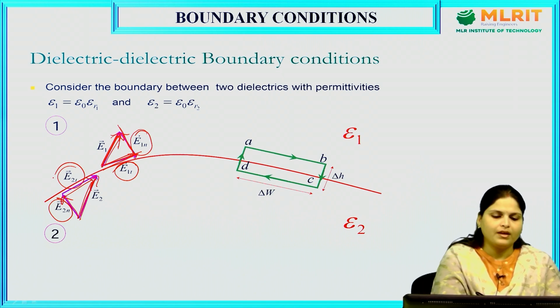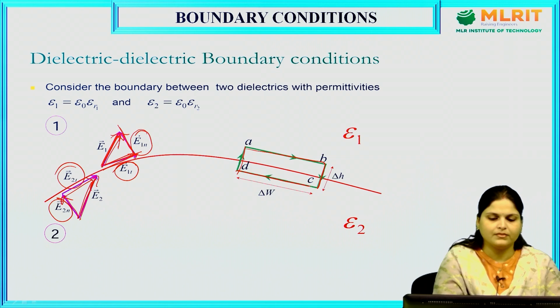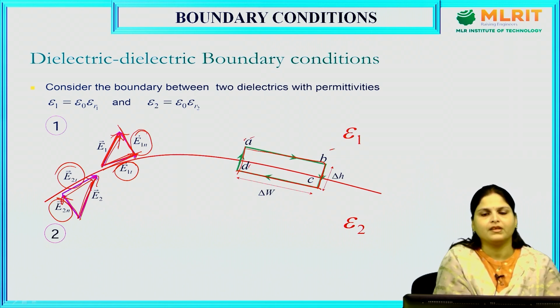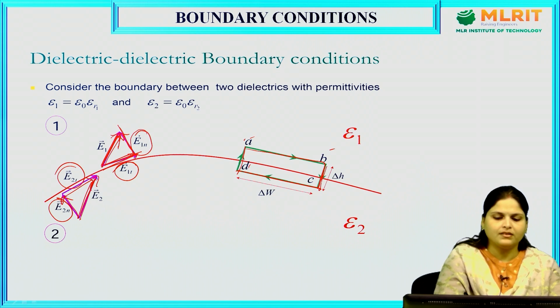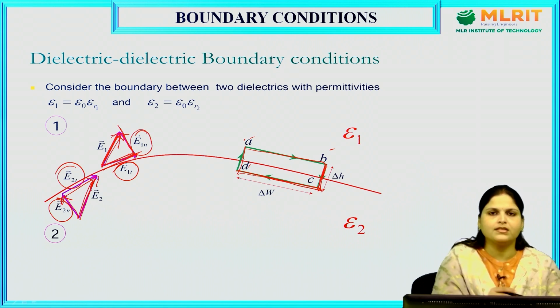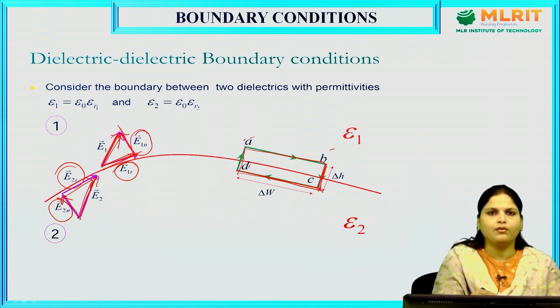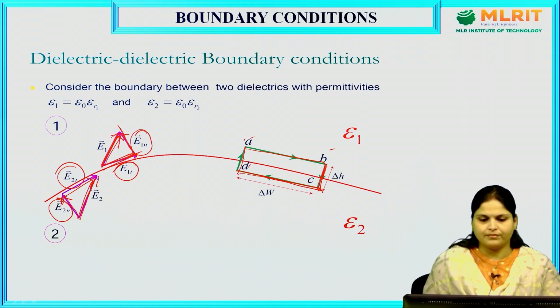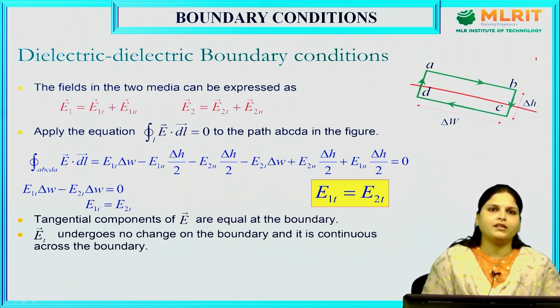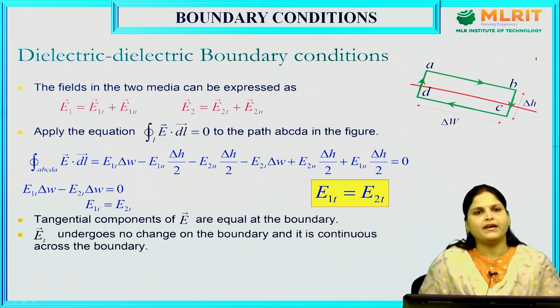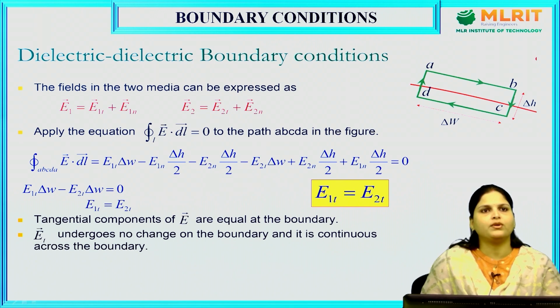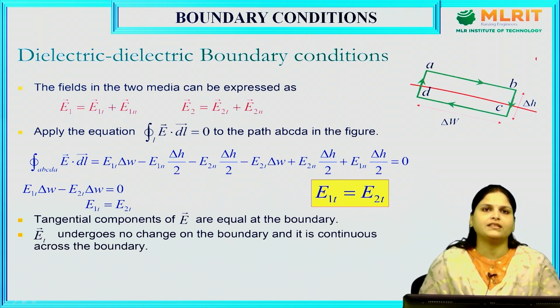Also, here we have considered a small closed path A, B, C, D, A, and for this path the height is del h and the width is del w. This path exists in both the mediums, half and half. By considering this path, we are going to derive some conditions for this particular arrangement, which is the dielectric interface.